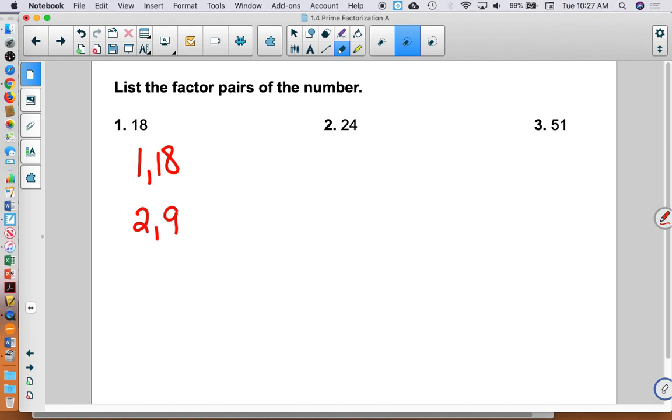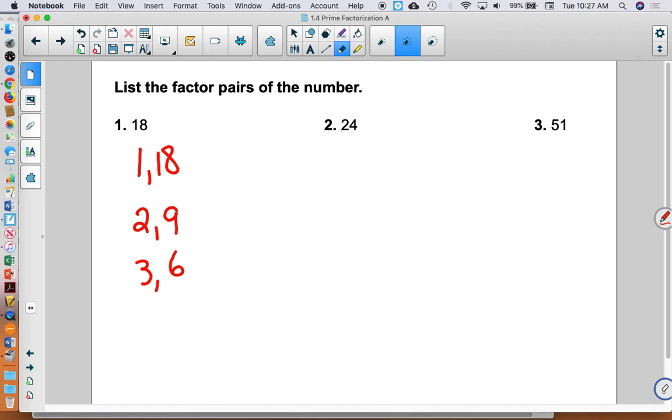Gabe, 6 and 3. 3 and 6. I'm going to go with 3 and 6, okay, Gabe? Just because I like to keep that order. I'm just kind of funny that way. Are there any other factor pairs for the number 18?